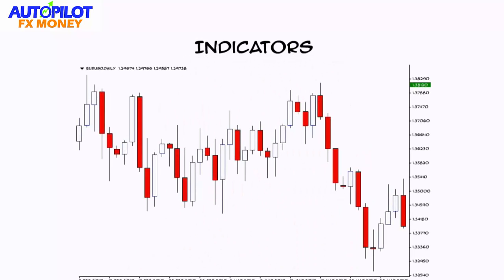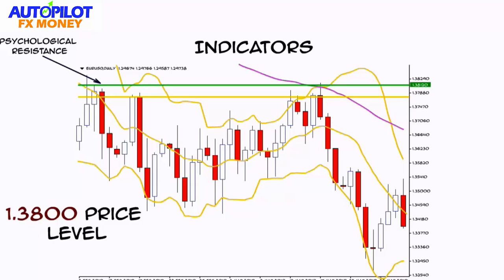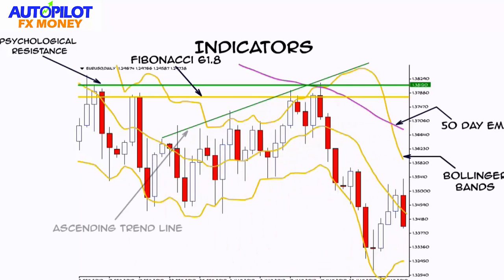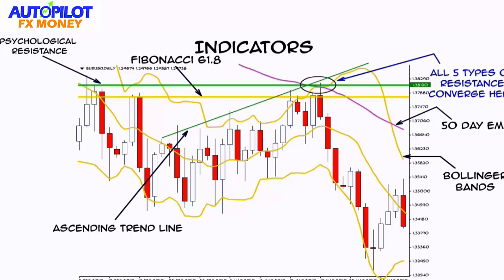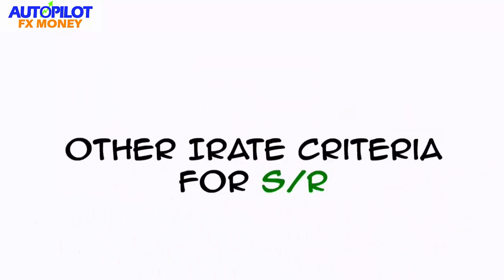Indicators. Let's use the example in this chart. Note how the 1.3800 price level was very strong resistance because it was reinforced by 5 different kinds of support and resistance indicators. You don't have to know about these indicators, just understand that there were 5 different kinds of technical resistance indicators, numbered 1 through 5 in this chart. Other I RATE criteria for support and resistance.